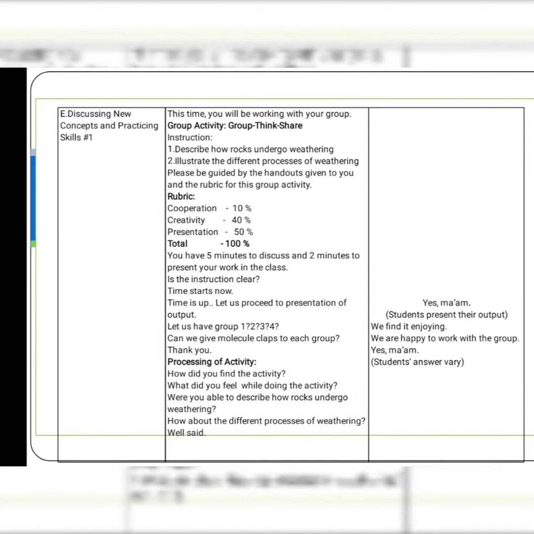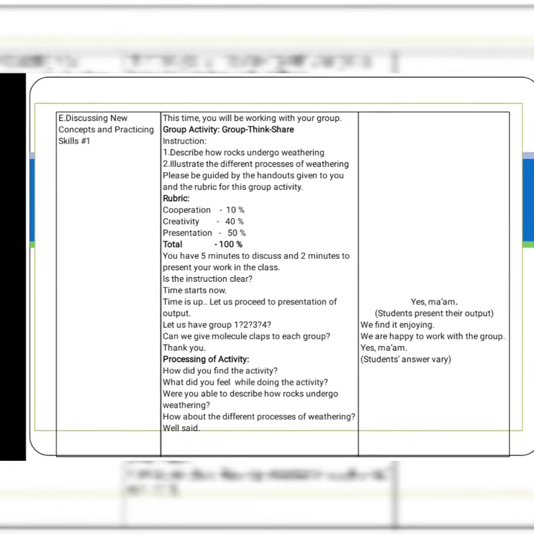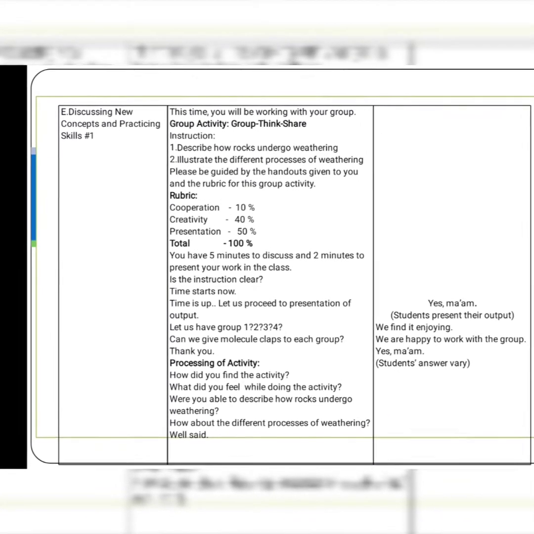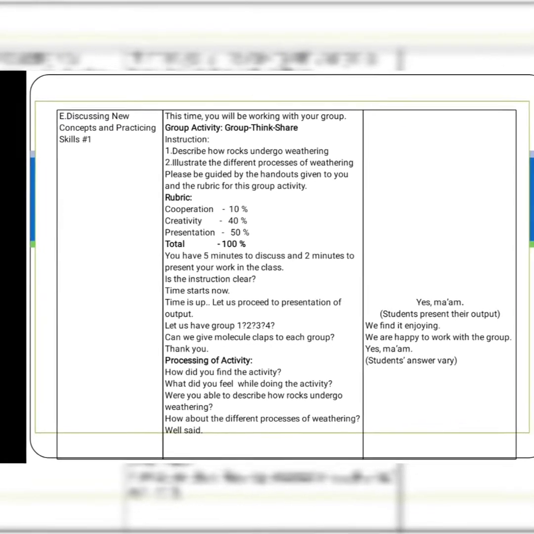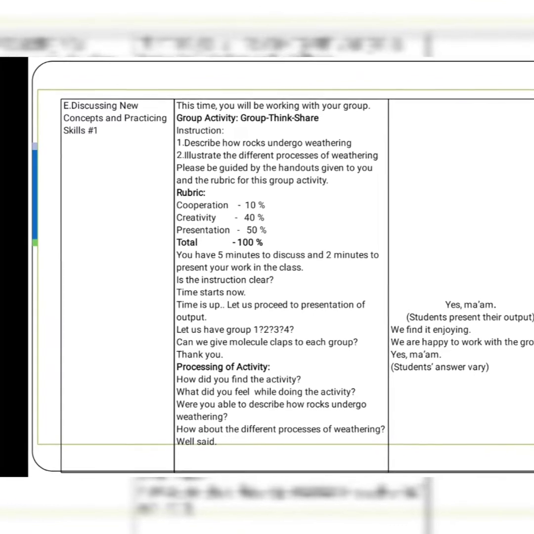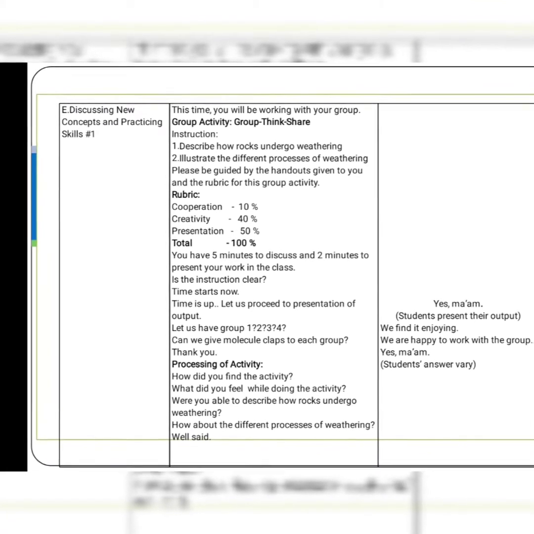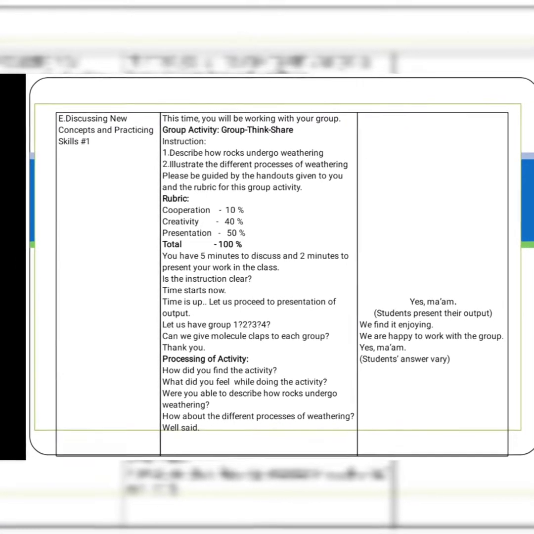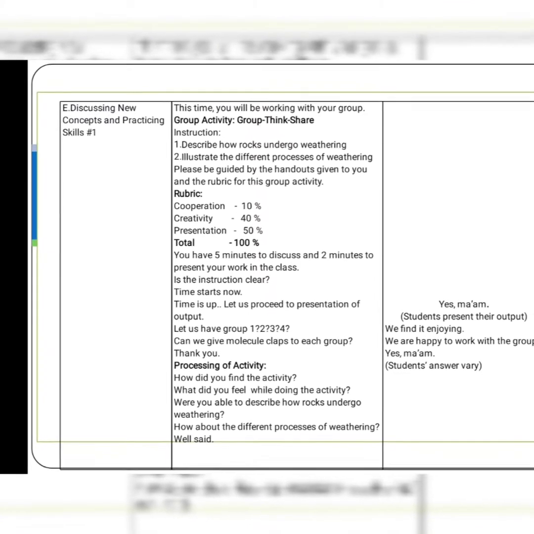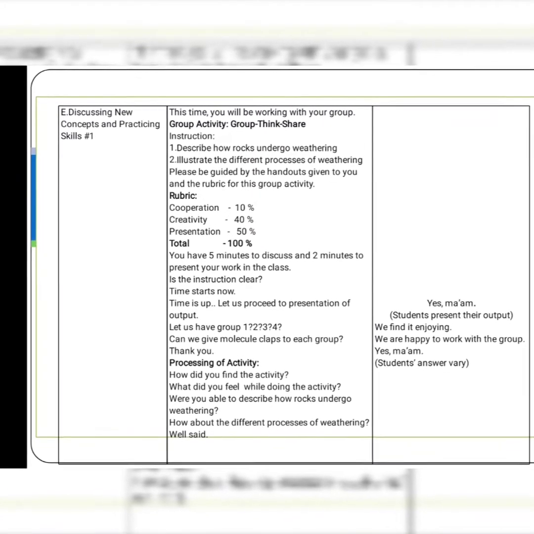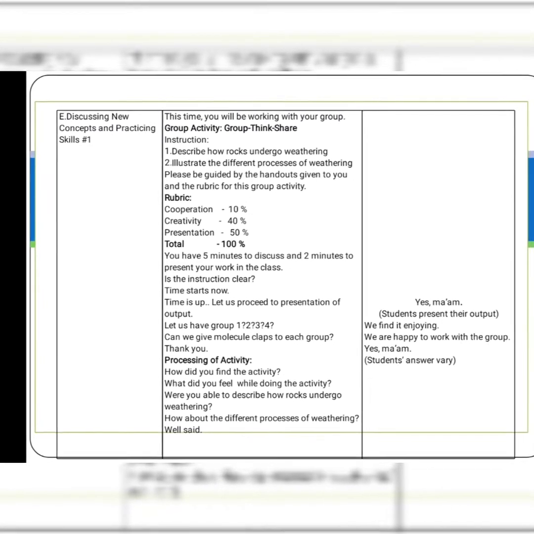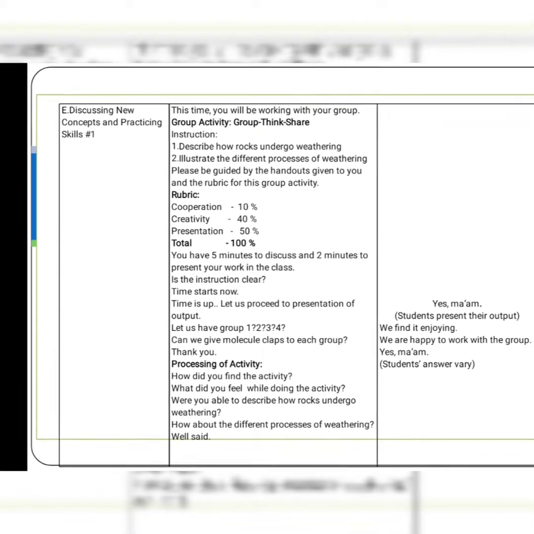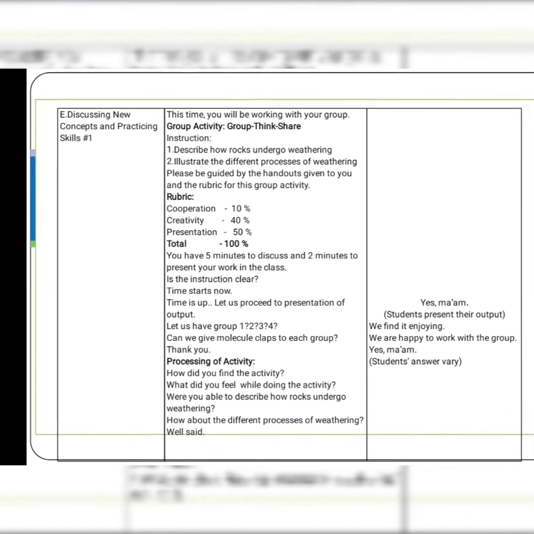So after motivation, you can go directly to the presentation. First activity, you can have the students do the task by group. Like in here, I have a group think share. Of course, it has to be aligned with the objective that is to describe how rocks undergo weathering. And then they're going to illustrate, just like what I have written in the objective part, the objective 1 and 2.